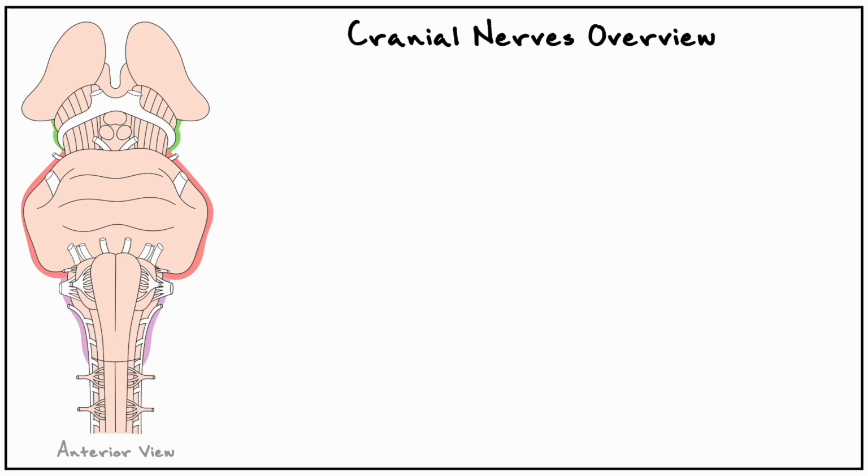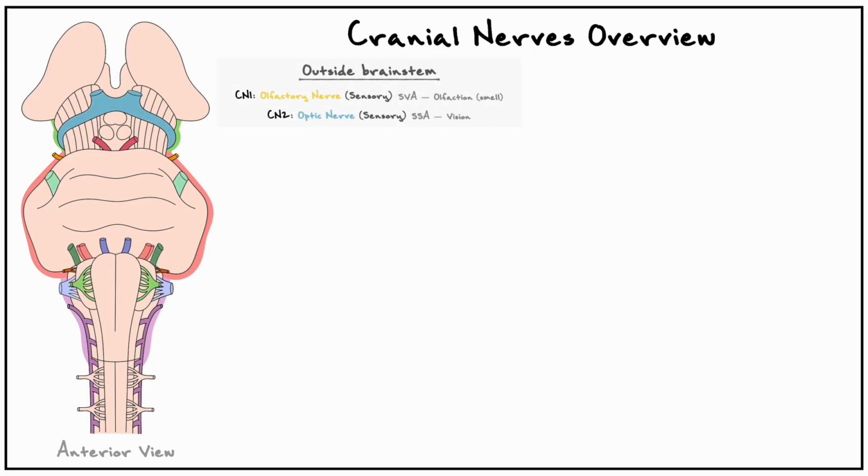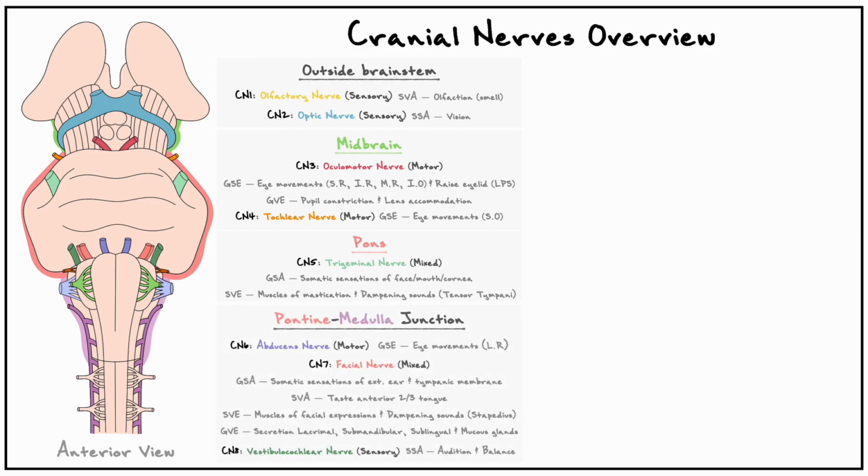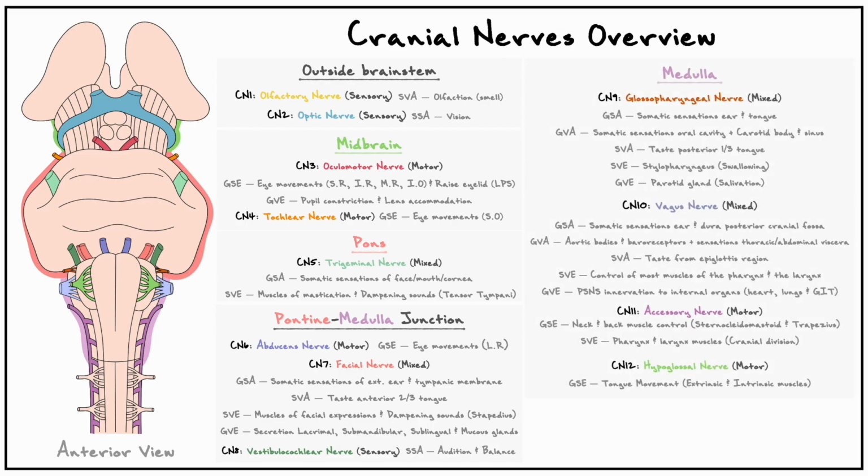Accordingly, the first region is outside of the brainstem, which contains the first two cranial nerves we have covered. Then we move into the midbrain, where cranial nerves 3 and 4 exit. Technically, cranial nerve 3 exits at the midbrain-pons junction, but to say it leaves at the midbrain is good enough for us. In the pons, the only cranial nerve to exit at this level is cranial nerve 5, and at the pontine-medulla junction, there are 3 nerves from cranial nerve 6 to 8 that leave. Finally, the 4 remaining nerves exit from the medulla.